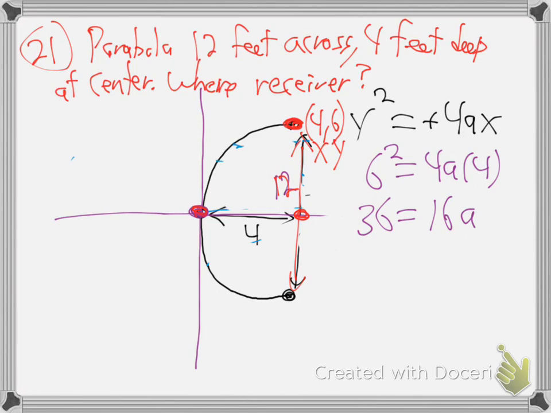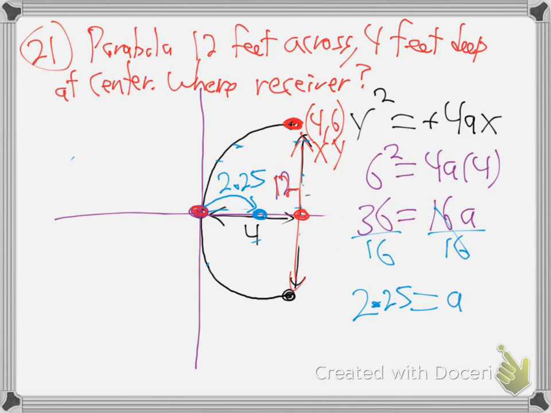Solve for a. Divide by 16. And that's 2.25? Yep, there it is. So this focus is actually inside the dish. It's only about right here, huh? It's only 2.25 from the center.